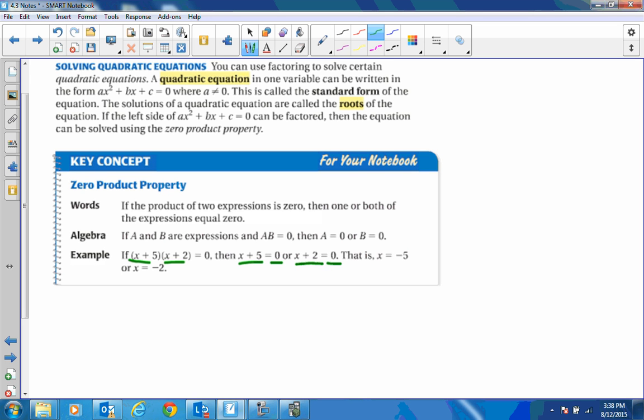So once you factor it, that means the answer is the opposite. Because if you solve x plus 5 equals 0, you're going to get negative 5. And if you solve x plus 2 equals 0, you're going to get negative 2. So once you get in factored form, it's pretty much the opposite of the sign of what's in the factored form. And all you have to do is set equal to 0 and solve.